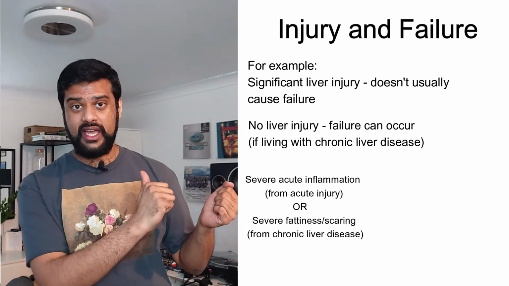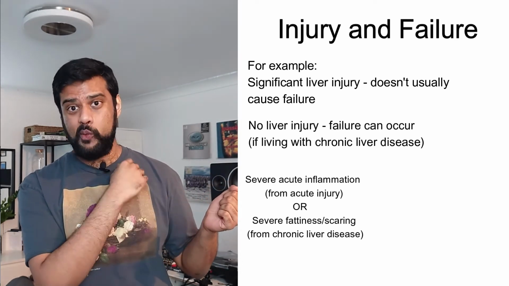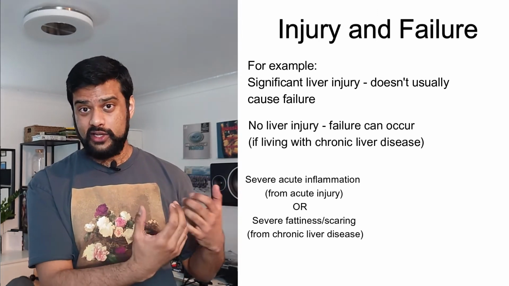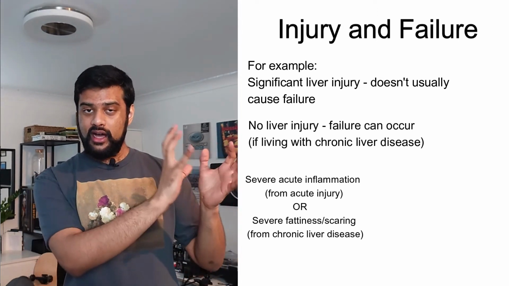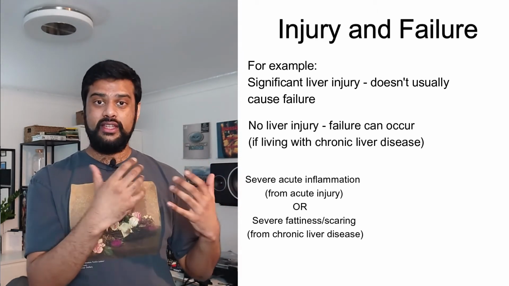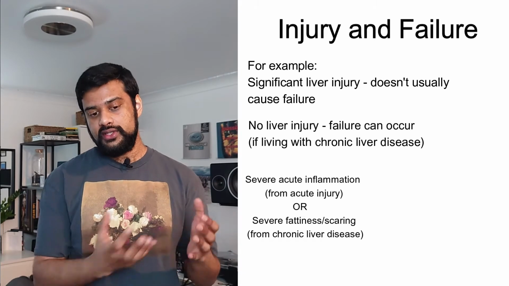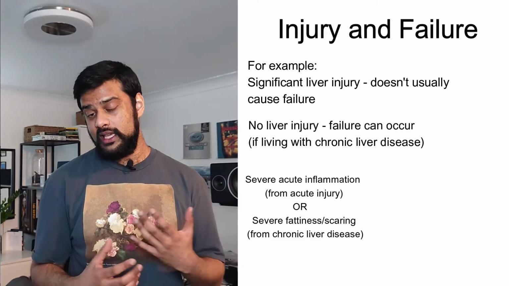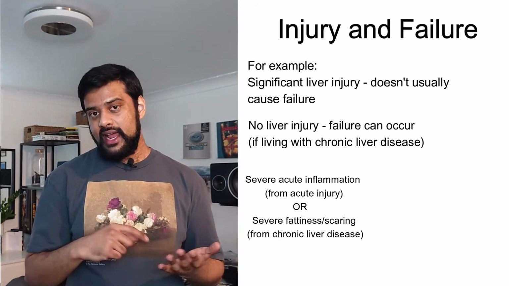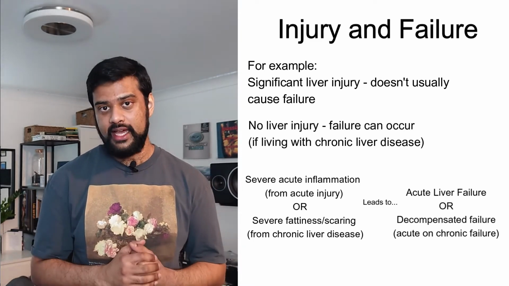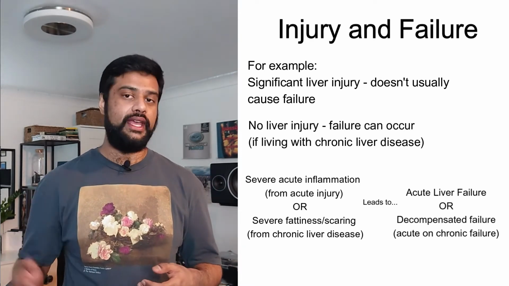You get a viral hepatitis and it's really, really bad and it wipes out loads of your liver quickly, or it could be from decades of chronic alcohol use. Either way, if you've got enough of your liver damaged, that can lead to chronic liver disease where you've got just enough liver function to keep you going. But every now and then something will precipitate decompensated liver failure, i.e. acute on chronic liver failure.